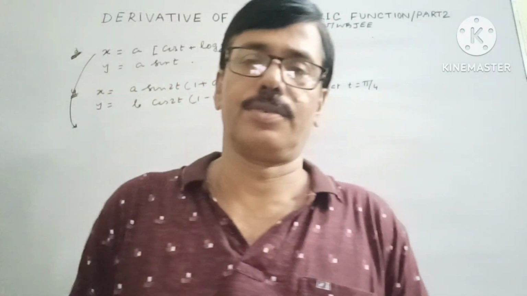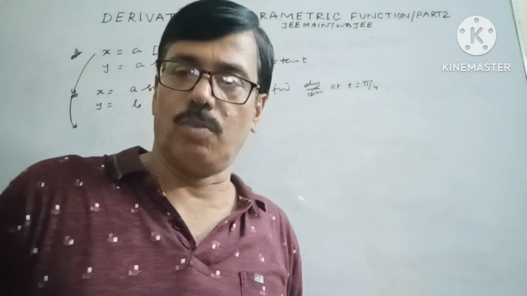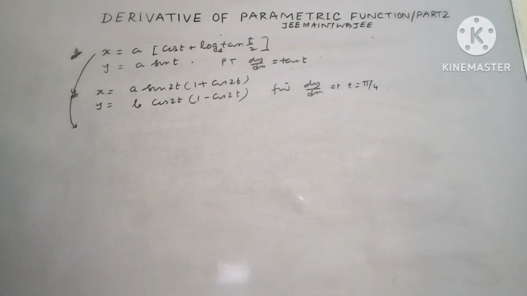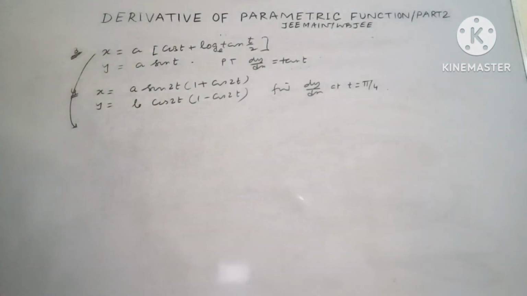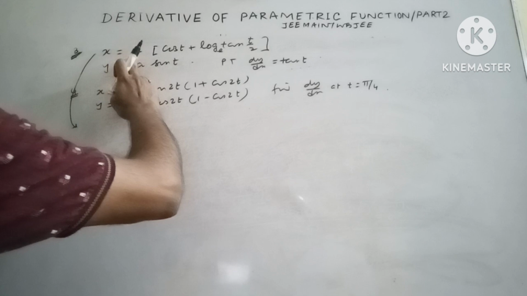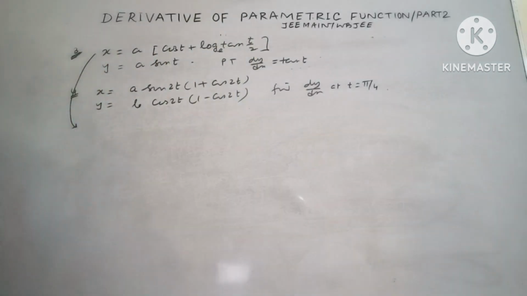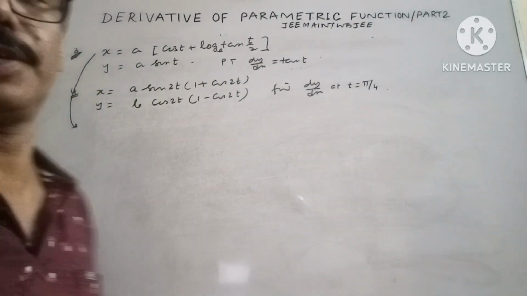Now I will discuss two important problems of board as well as competitive exams. Two important problems. So problem number 1: x equals a cos t plus log tan t by 2, t is the parameter, y equals a sin t.